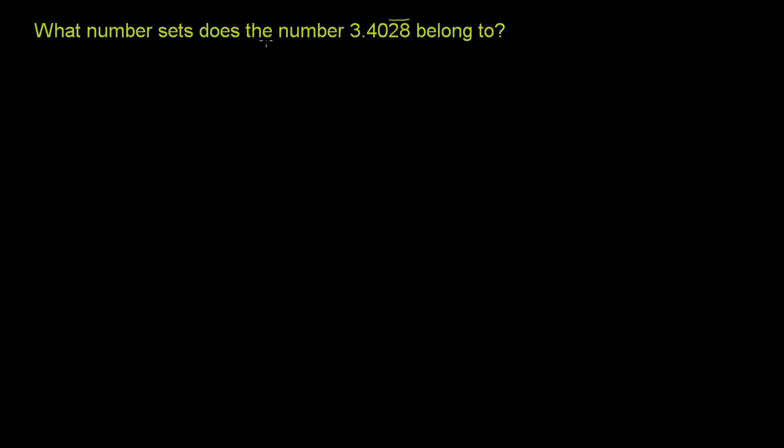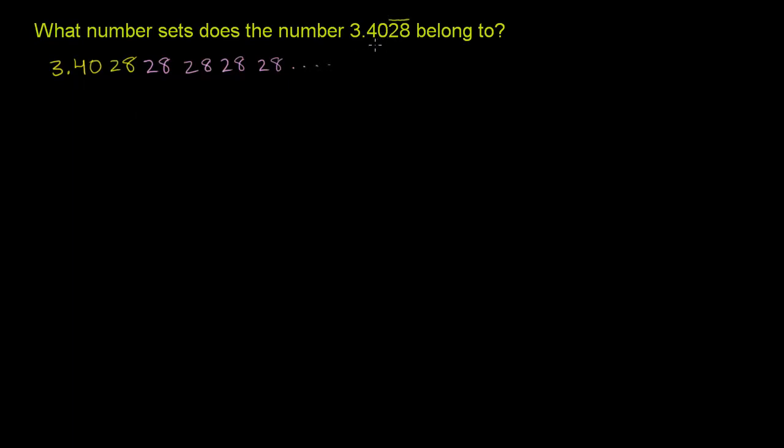What number sets does the number 3.4028 repeating belong to? Before even answering the question, let's think about what this represents, and especially what this line on top means. It means that the 2, 8 just keep repeating forever. I could express this number as 3.4028, but the 2, 8 just keep repeating on and on and on forever. I could keep writing them forever and ever, and obviously it's easier to write this line over the 2, 8 to say that it repeats forever.